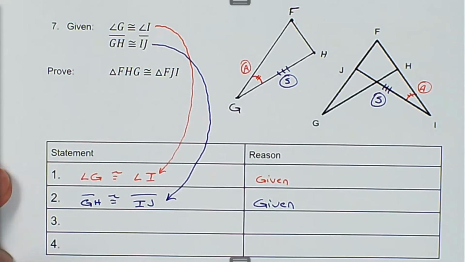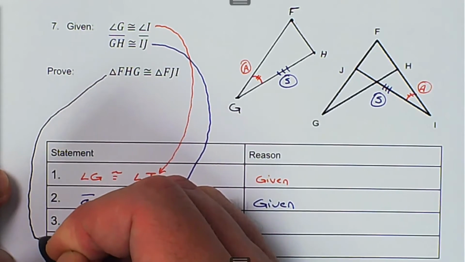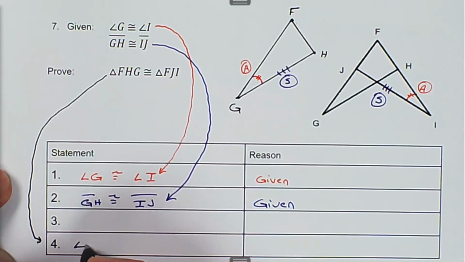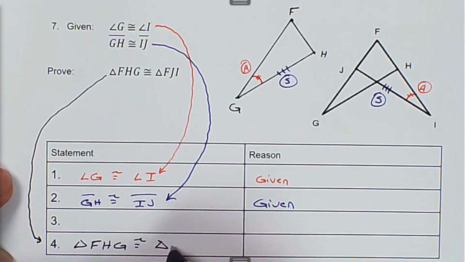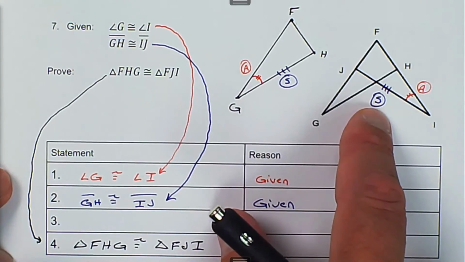So there's no other given information, but what we can write down is the prove, which is what we're trying to prove in this case. And we're trying to prove that triangle FHG is congruent to triangle FJI. So we have an angle, we have a side, we have an angle, we have a side.